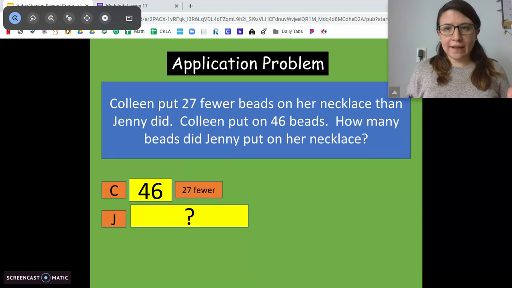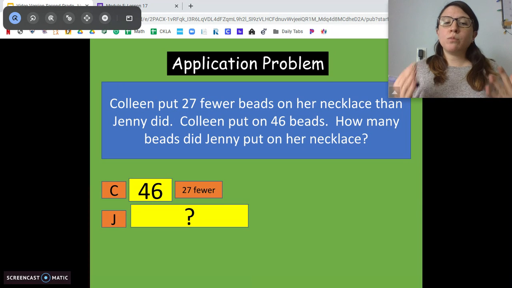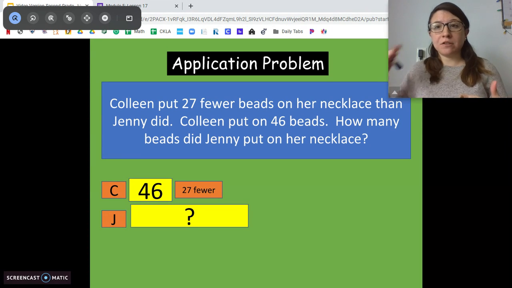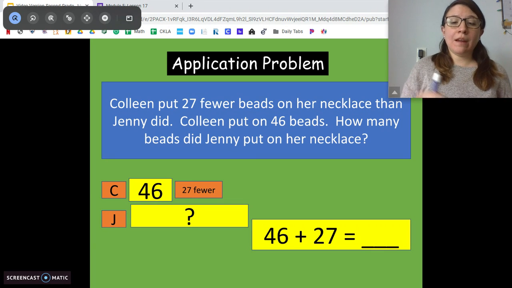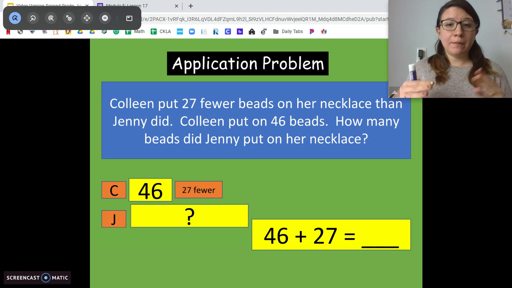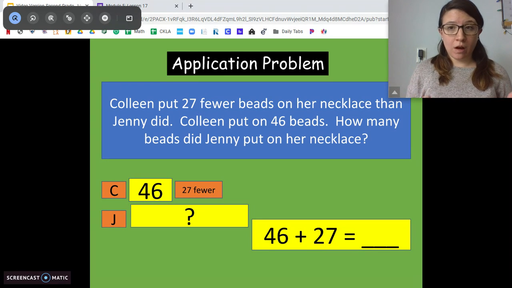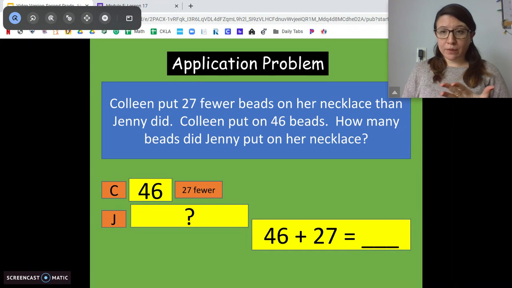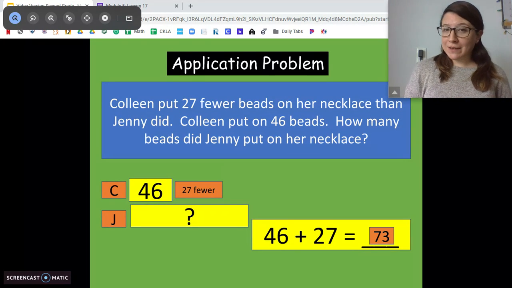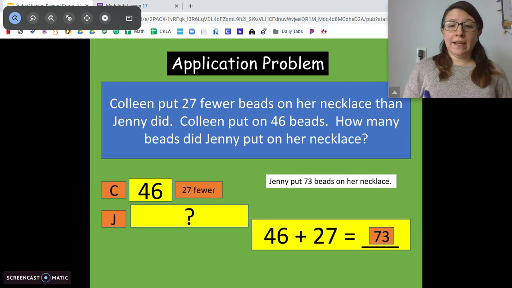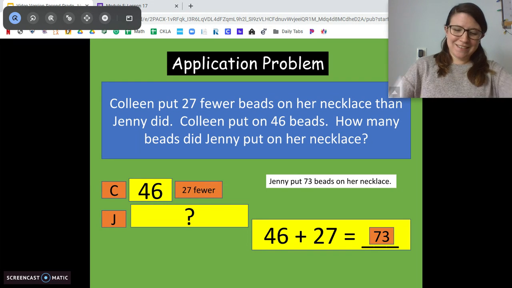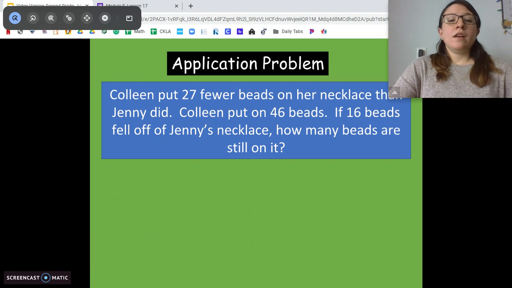All right, let's try it. So we know Jenny has more. So if she has more than Colleen, what I'm thinking is I'm going to have to add to figure out how much more she has. So the number sentence I set up was 46 plus 27 because I know Jenny has more than Colleen. Colleen has fewer, Jenny has more. I'm going to add 46 plus 27. I'm going to get 73. So we know Jenny has 73 beads on her necklace. Got it? All right, let's go on to part 2.